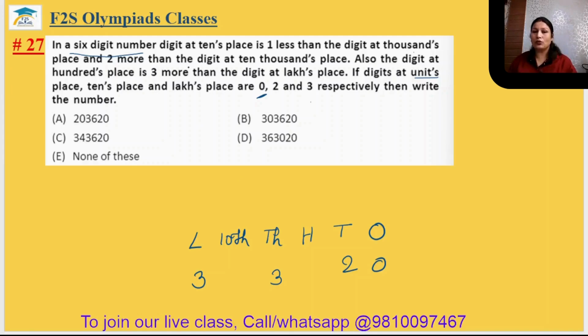Okay, and 2 more than the digit at 10,000s place. So it is 2 more than the digit at 10,000s place. It should be 0, then it will be 2 more. And also the digit at hundreds place is 3 more than the digit at lakhs place. Lakhs place is 3, and 3 more than that should be 6. The number will be 30,36,20. It is in option B. The 27th answer is D.